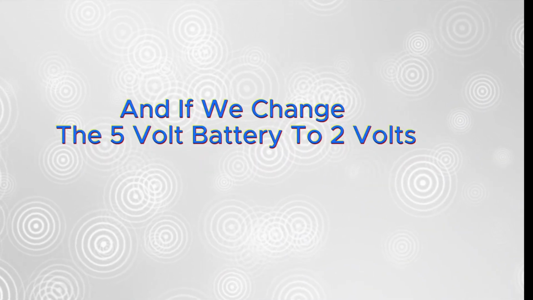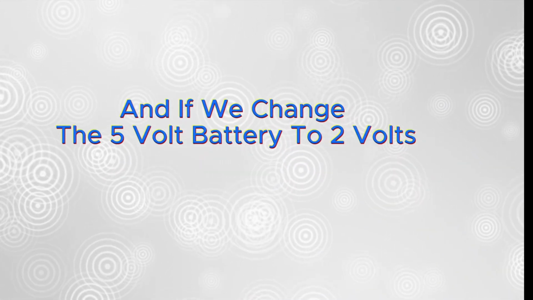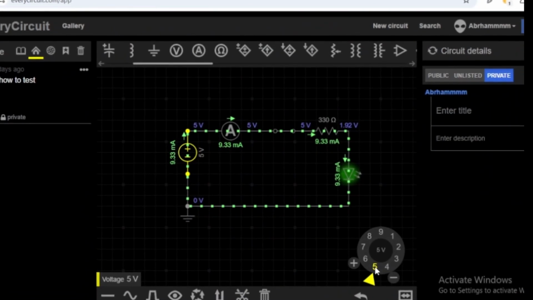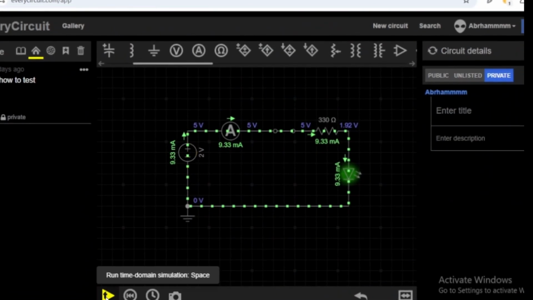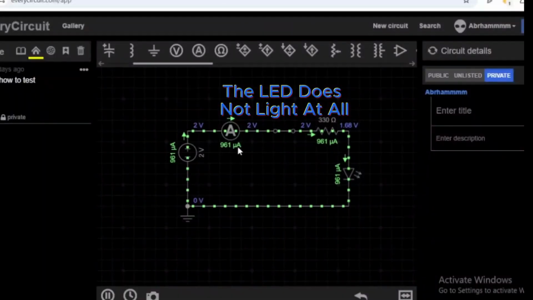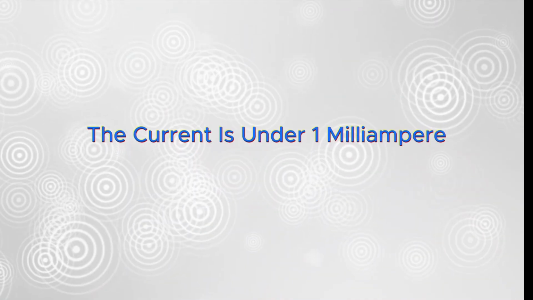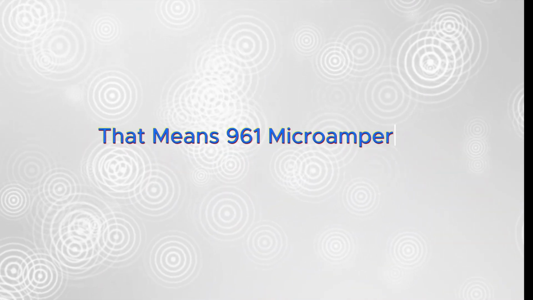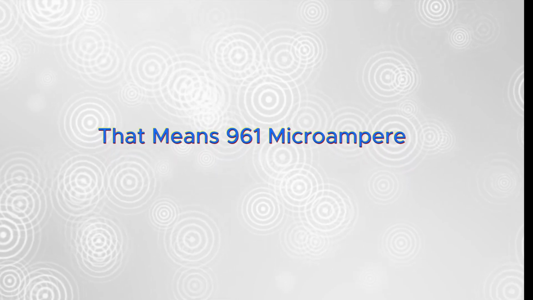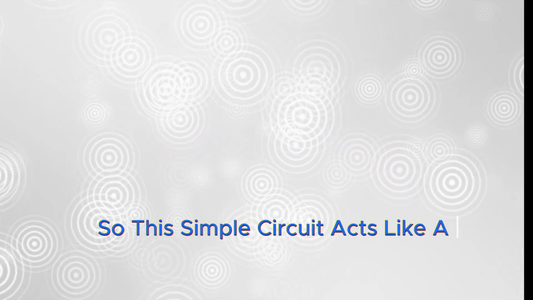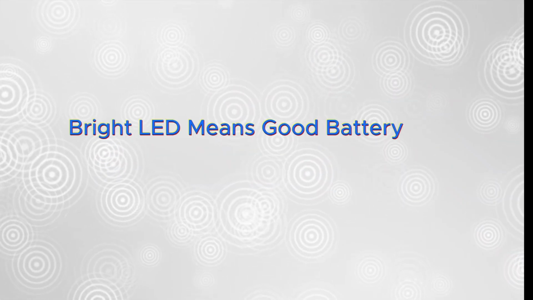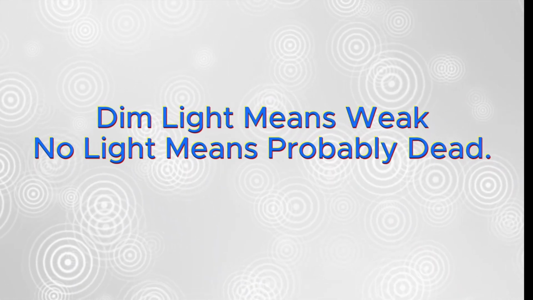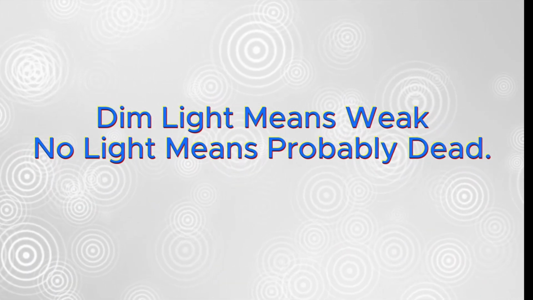And if we change the 5 volt battery to 2 volts, then at 2 volts, the LED does not light at all. The current is under 1 milliampere, 961 microamperes. So this simple circuit acts like a battery tester. Bright LED means good battery. Dim light means weak. No light means probably dead.